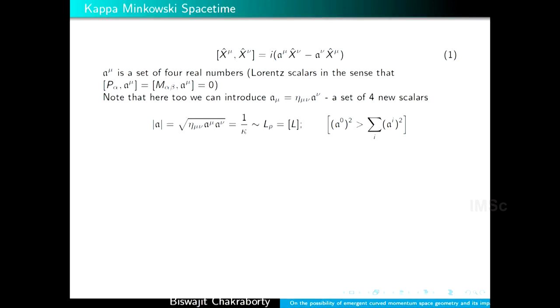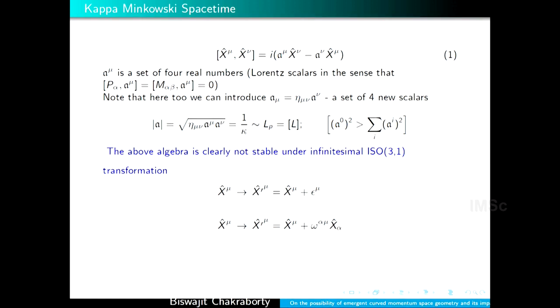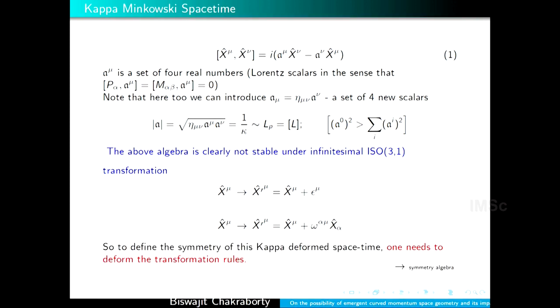Also I take the magnitude of a0 exceeds that of the square root of the sum of the squares of the other ai's. That's what is required in the subsequent analysis. And this a, I take it of the order of the Planck length. This algebra as it stands is not stable under Poincare transformation. And to retain the Poincare transformation, one needs to deform the transformation rule.